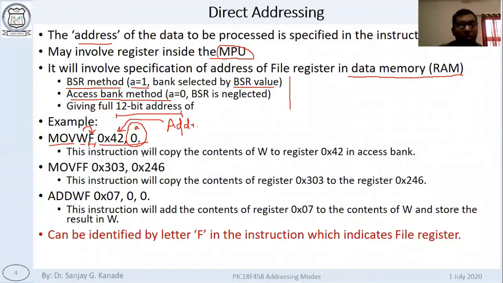So as you can see in this instruction, we have given the address of the data. We have specified the address directly in the instruction. We are directly saying that the contents of W should be moved to location 42, at this address. So the address is specified in the instruction directly.